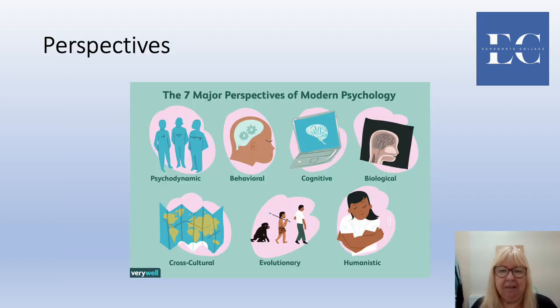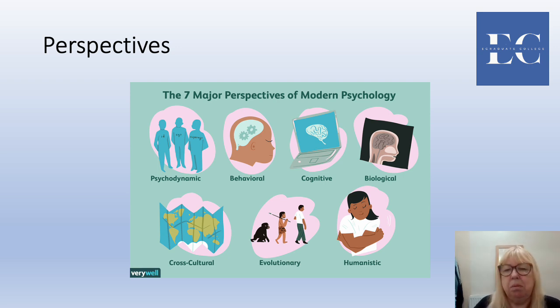Okay, now we go on to look at the perspectives. And there are nowadays 7 major perspectives. Some people only teach 5. That's fine. Usually you'll know psychodynamic, behavioral, cognitive, biological, and humanistic. You might not have done that much on cross-cultural and evolutionary. There's a slightly newer edition that some people teach and some people don't.